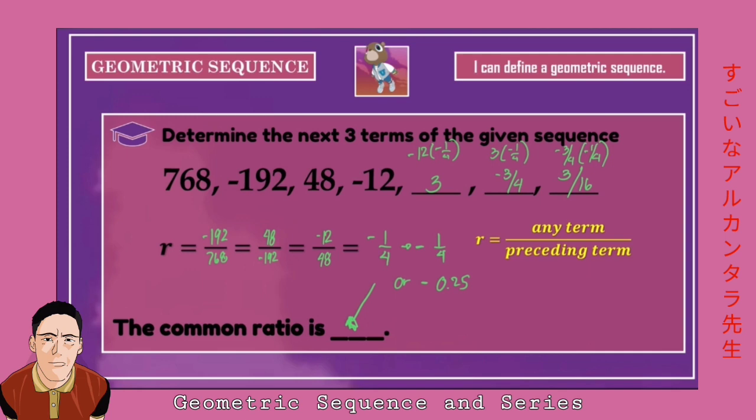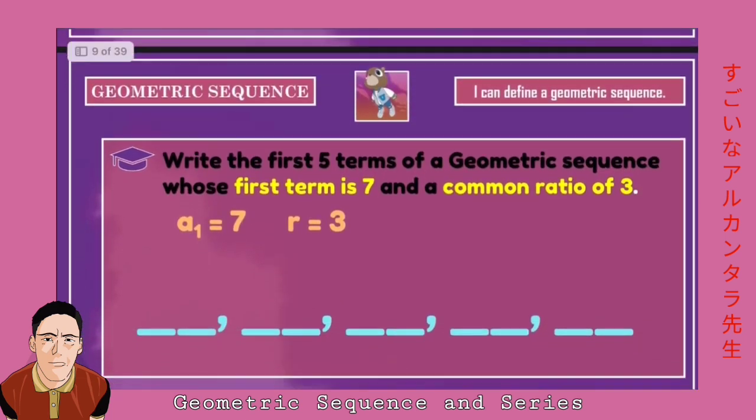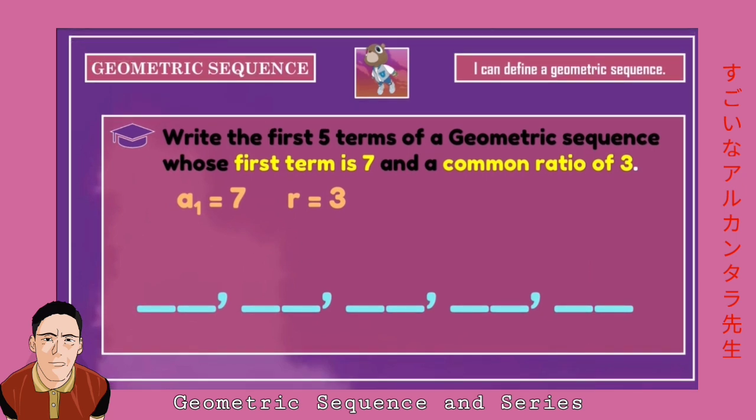So let's continue with some more examples. Now, what if we have the first term here? So just to make this quick, we have 7, multiply that by 3, we get 21. Okay, anyway, that's corny. 21 times 3, you get 63.